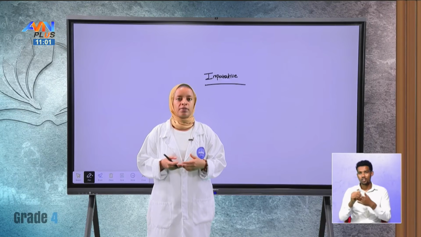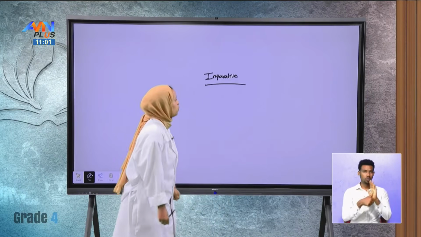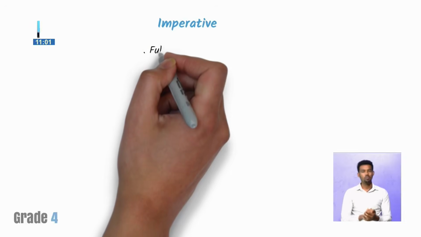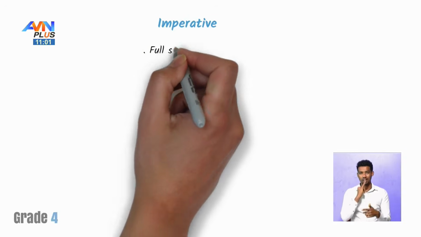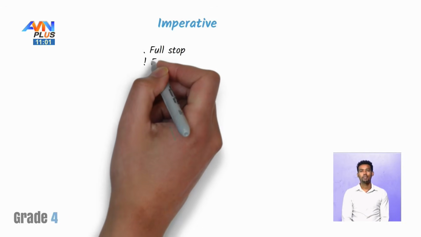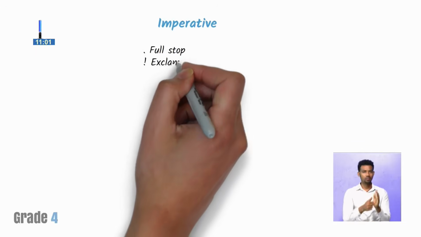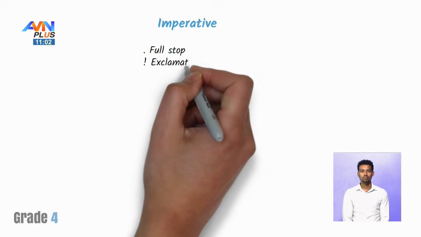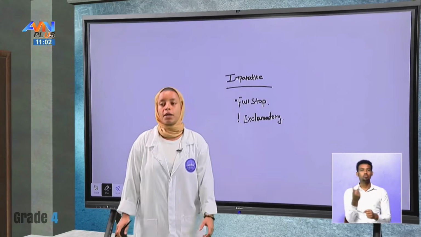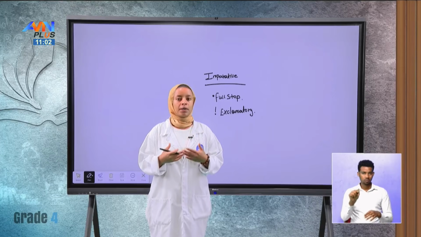When we come to imperative sentences, we can use two punctuation marks. The first one is the full stop. The second one is the exclamation mark. We can use both of them to show imperative sentences. Sometimes we use full stops when the instruction is a request.